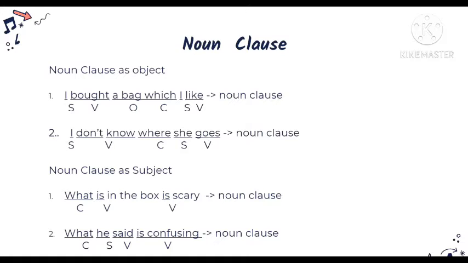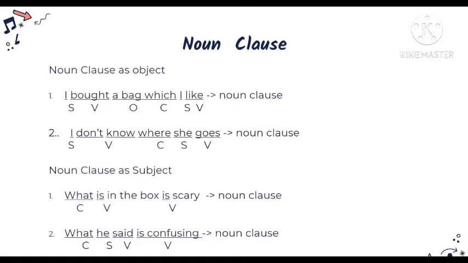And the second, I don't know where she goes. For the sentence, I don't know is the subject and verb, and where she goes is the noun clause, where as a conjunction, she a subject and goes as a verb. So where she goes is an object.